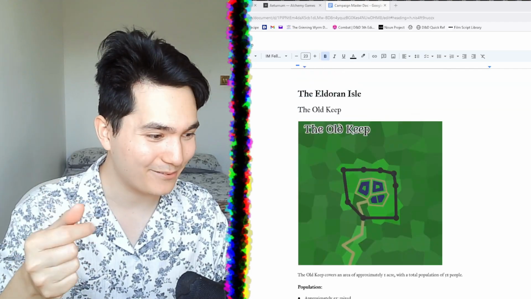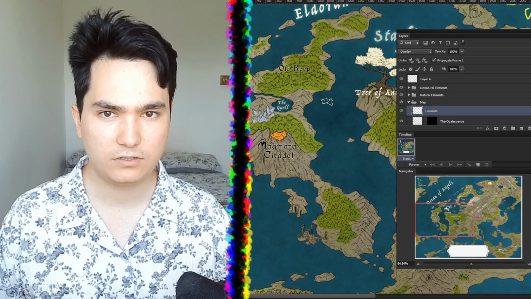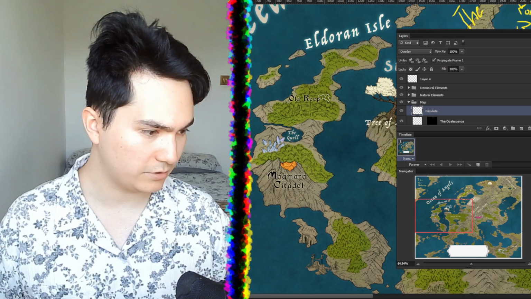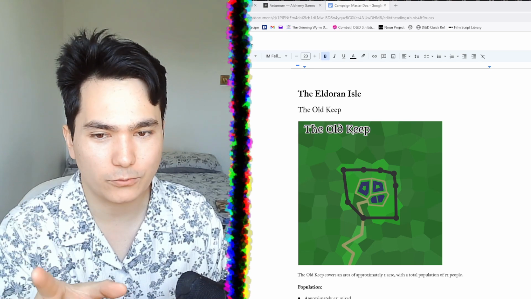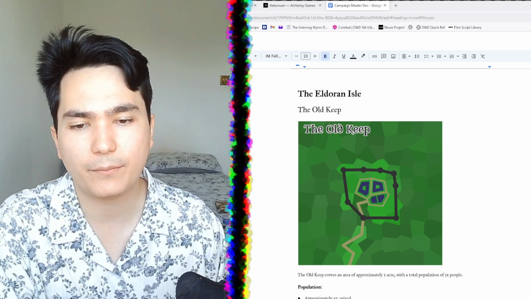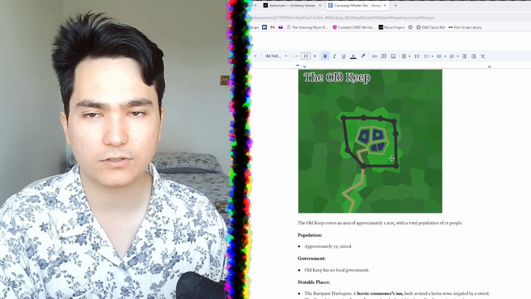This is how I plan my campaigns, right? This is my campaign map. This little sub-region called the Eldorn Isle, right? And this is my campaign master doc notes. One of the examples from the map was the Old Keep. So I've got here outlined in the Old Keep.